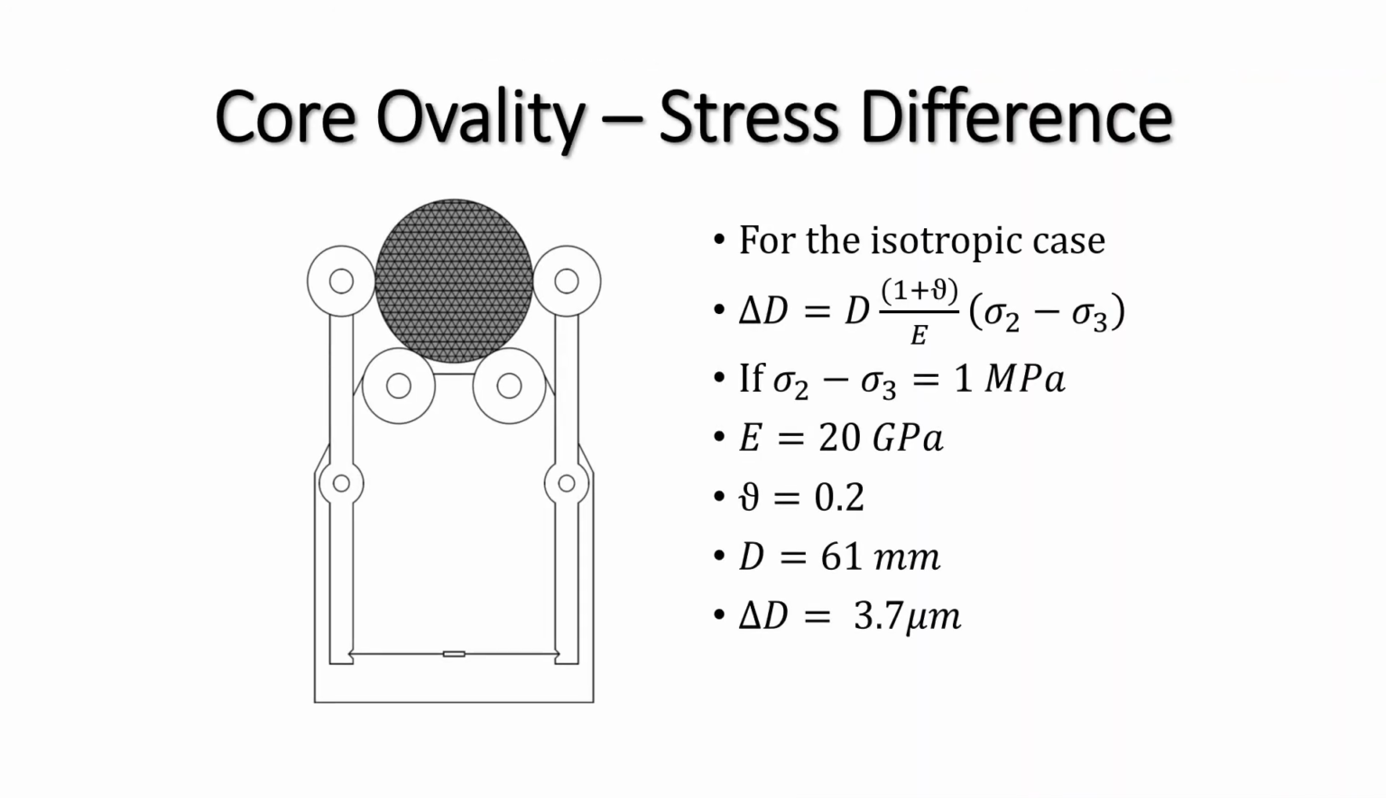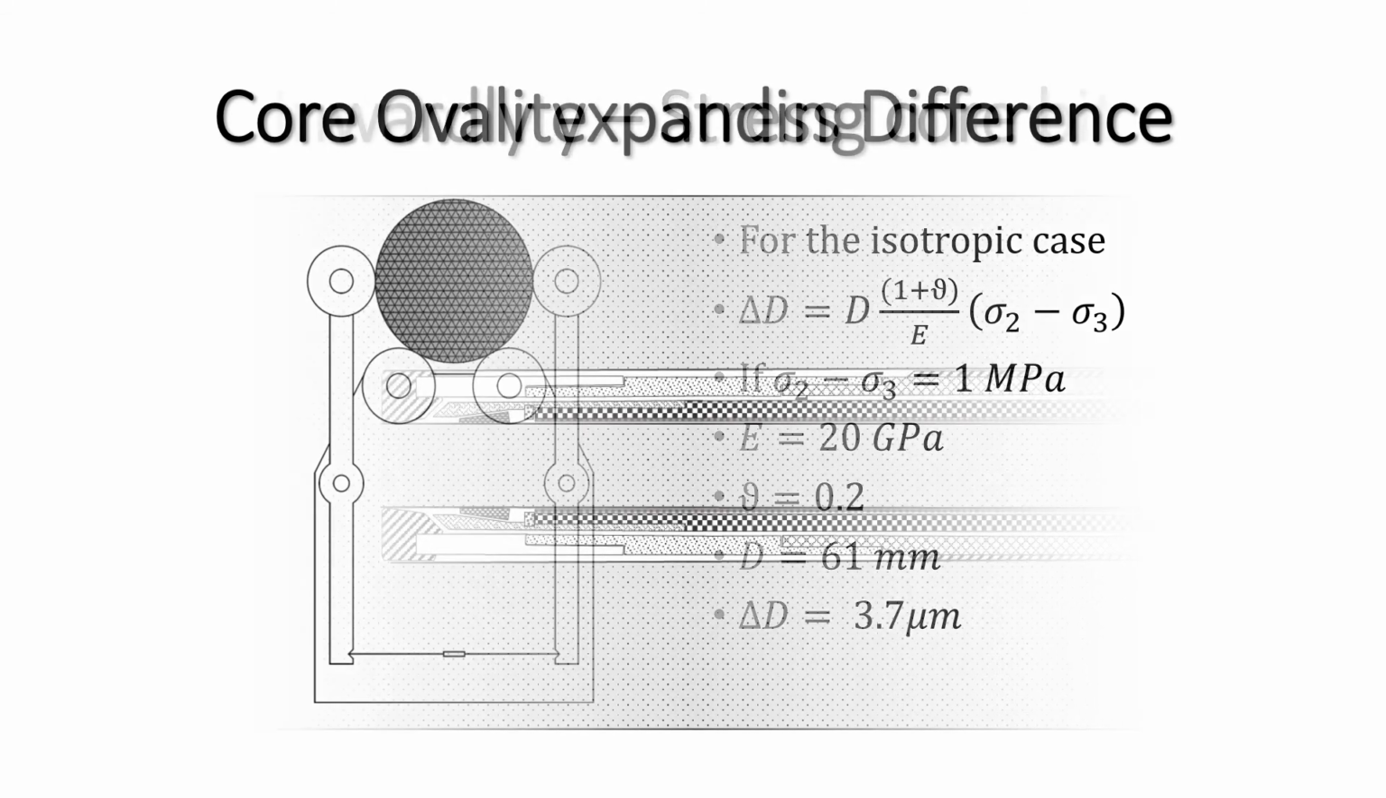Core ovality. If the measurement of core diameter is made at sufficient accuracy, the difference between the major and minor diameters can be determined. Using this information and simple elastic analysis, it is possible to derive the difference between the major and minor stresses perpendicular to the core.